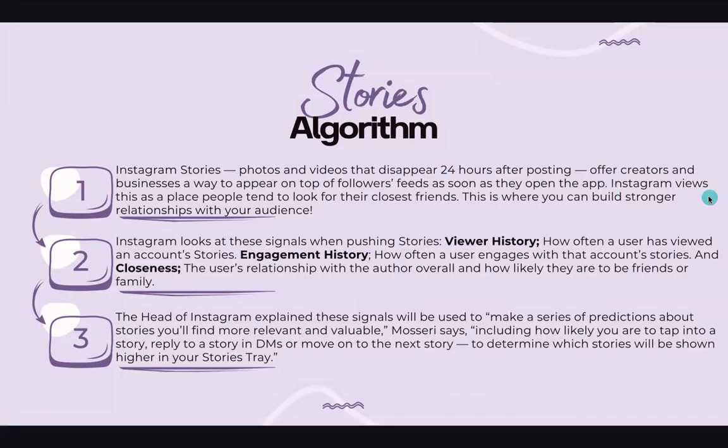Okay. Instagram for stories looks at viewer history, so how often somebody has viewed your stories, engagement history, how often somebody engages with a person's stories, and closeness, the relationship between the person posting the story and the person watching the story, and how likely they are to be friends or family, right? So if you are engaging or watching this person's stories more often, it's going to say that you guys are close and you're probably wanting to watch that person's content more, so it's going to put their stories in the front of your stories list.